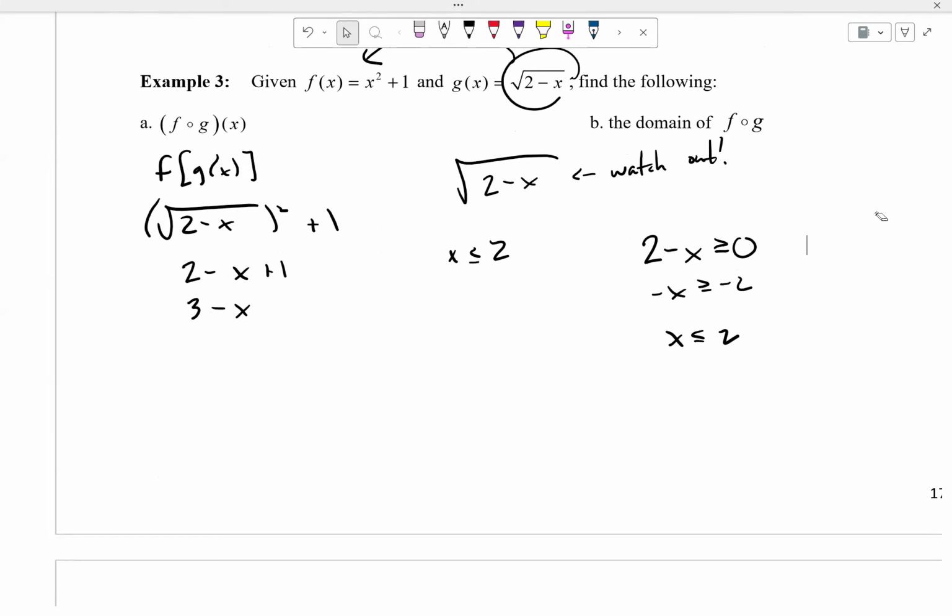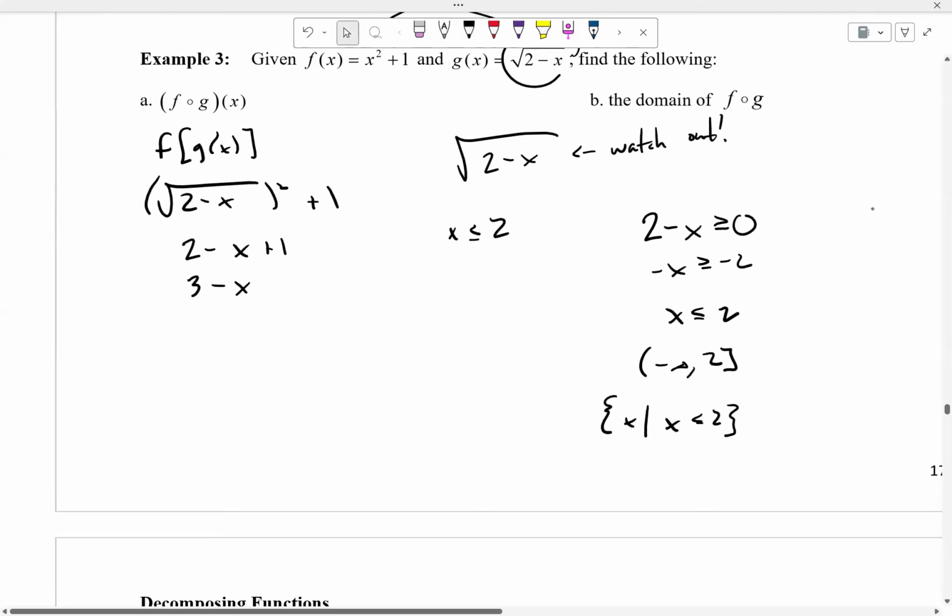So here you could do it like this. You could do negative infinity to 2. If you want to do a formal set notation, you can: x such that x is less than or equal to 2, if you really want, if you're one of those crazy people. But you could just leave it like that first one. That's what I would do.